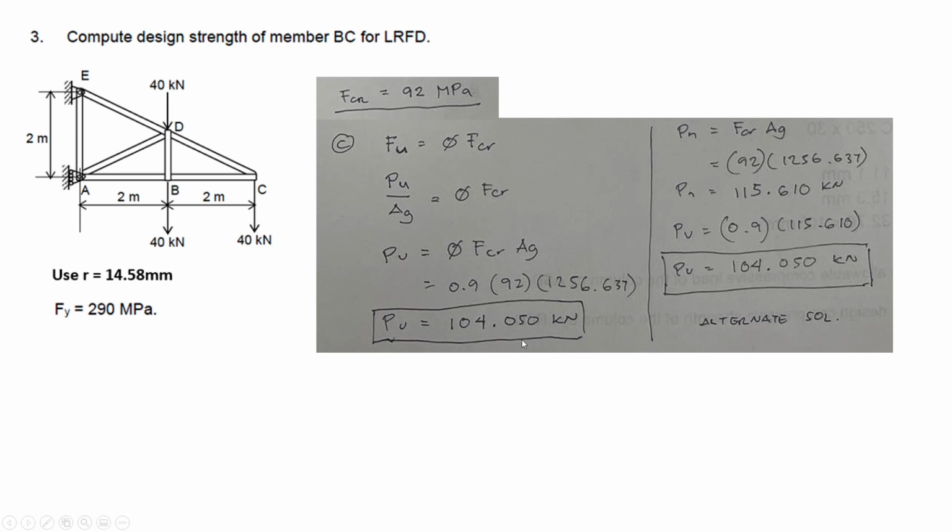Another way of solving this is, let's solve for PN, the nominal load. Nominal load is just equal to FCR times AG. Okay, we have 92 times area, gross nato is 1256, and we have the nominal load which is 115.610. And then, tauran na nato siya o factor of safety nga 0.9, which is the phi for PU, and we will arrive at the same value. So, depende ninyo unsay mas preferable ninyo, but sa akong part, actually kani mo mas preferable kani siya. Pero at least you know nga, pwede din siya ning shortcut. Okay?